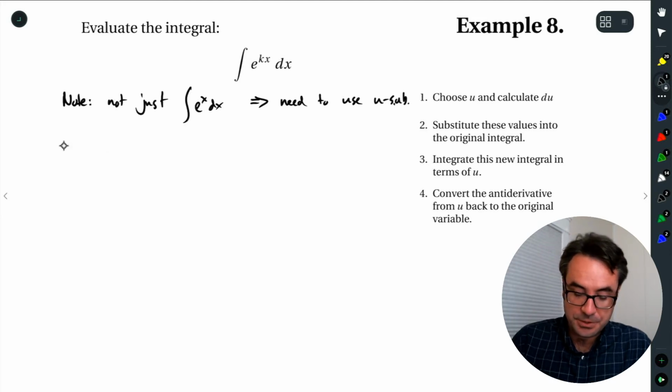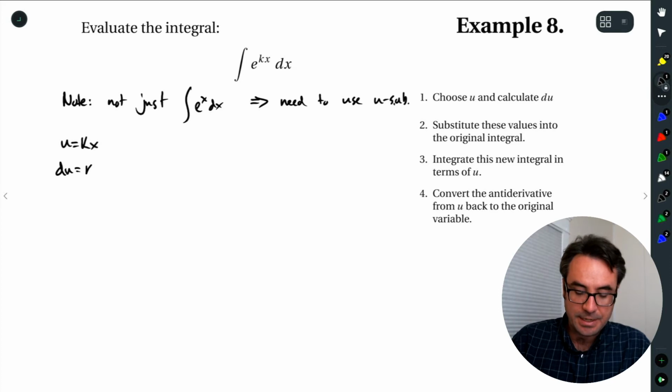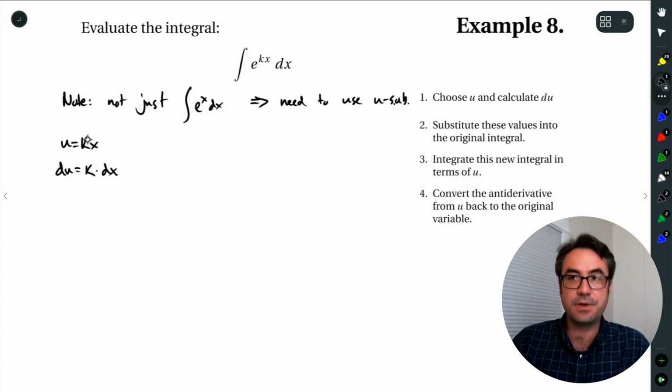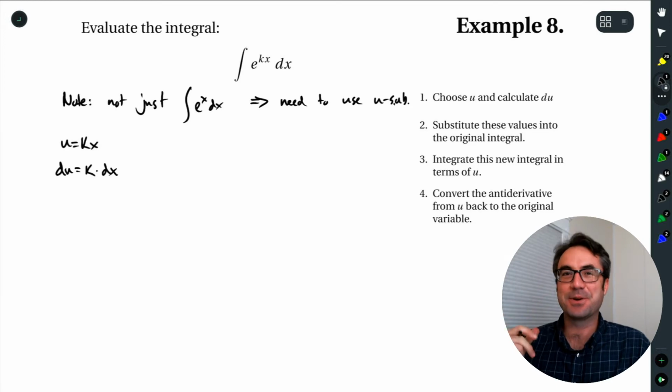And what you would do is you'd let u equal that constant k times x. And then when you calculate the differential du, you're going to get k times dx. So the derivative of kx is just k, and then we multiply by dx. And, well, might as well just do it. I mean, we're already there.